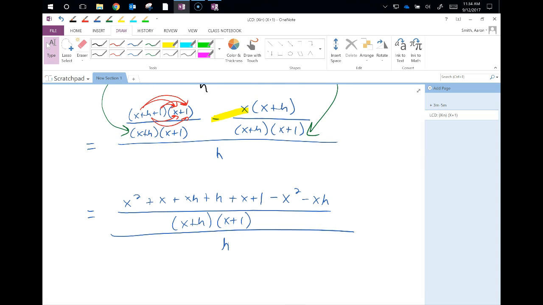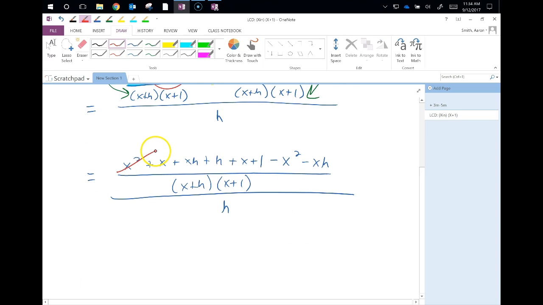So I FOILed that first thing, the thing I'm highlighting in blue now, I distributed that, and then I made sure to distribute the negative x through what I'm highlighting in green there. Okay, so now let's go ahead and combine like terms together. Notice that the x squareds cancel, so that's nice. The xh's cancel, so that's also nice. So if I write what's left over, x plus h plus x plus 1. That's 2x plus h plus 1 over (x plus h)(x plus 1), all over h.